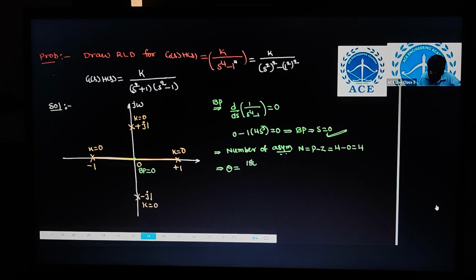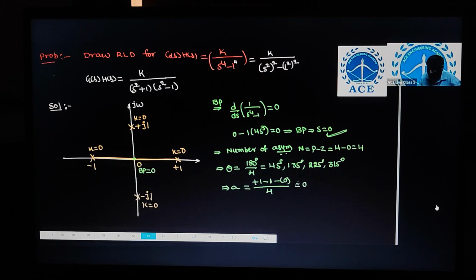Angle of asymptotes is 180 by (P minus Z), which is 180 by 4, 45 degrees. Multiply with 3 gives 135 degrees, with 5 gives 225 degrees, with 7 gives 315 degrees. That is into 1, into 3, into 5, into 7. Centroid is the sum of real parts of poles: one real part is plus 1, another minus 1, no zeros, divided by 4. Centroid is 0.